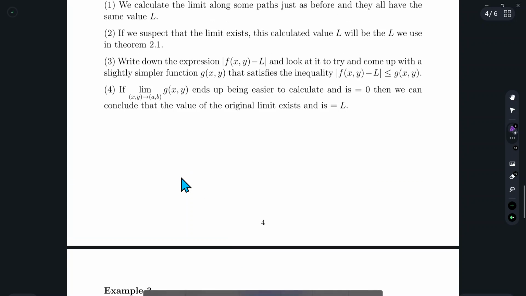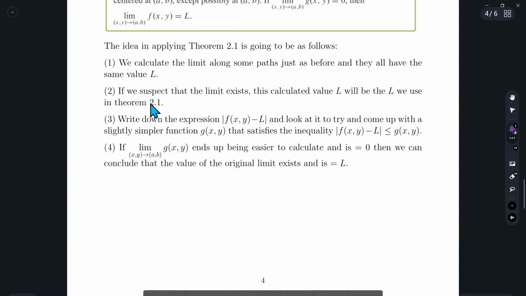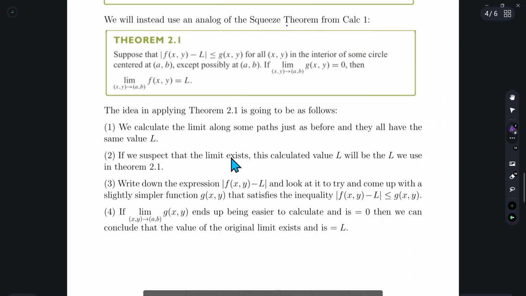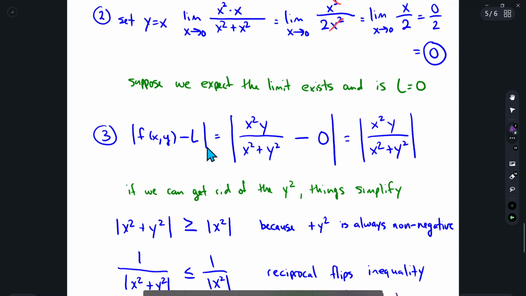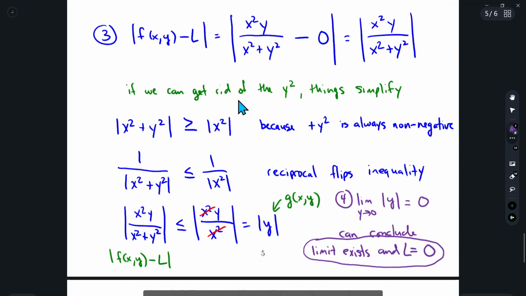So again, trying to apply this procedure for the squeeze theorem is not straightforward at all. So it takes a little bit of practice to get everything here set up properly.